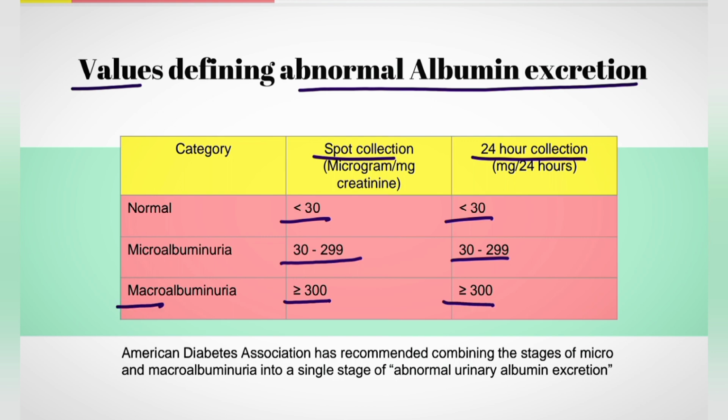However, the American Diabetes Association has recommended that these two stages, microalbuminuria and macroalbuminuria, should be combined as a single stage, and this should be known as abnormal urinary albumin excretion.